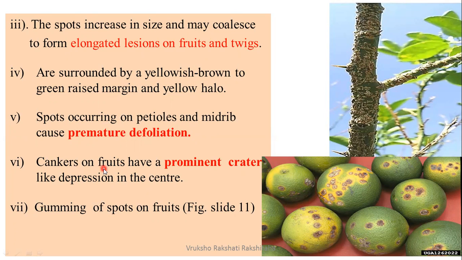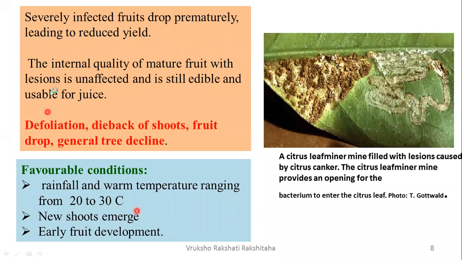Cankers that occur on the fruits have a very prominent crater-like depression in the center. This can be seen over here in the picture. In extreme cases, gumming of the spots on the fruits is also seen. Severely infected fruits drop prematurely, and this leads to reduction in the yield of the fruits. Though the fruits get infected, still they are edible and can be used for juice.